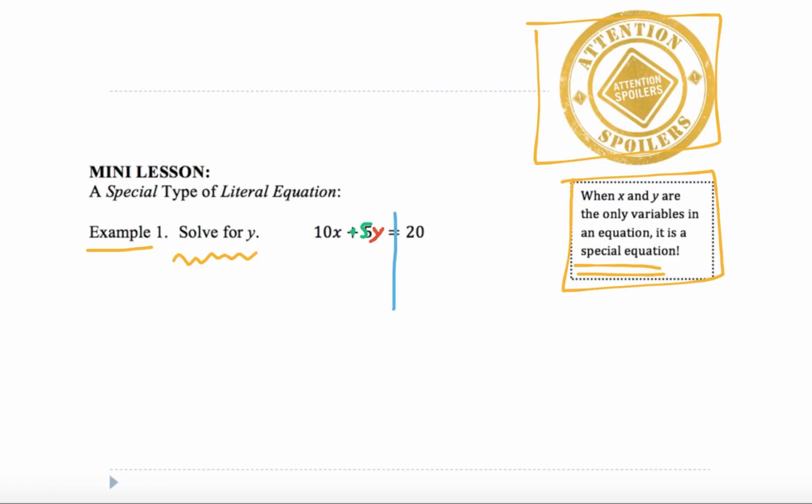10x is the constant because it's being added to 5y, and 5 is multiplying y, which makes 5 the coefficient. To eliminate the constant, we use its additive inverse on both sides of the equation. That means that on the left side, these are canceled out because they are additive inverses, and we bring down positive 5y. No need to bring down the positive sign because it's implied.